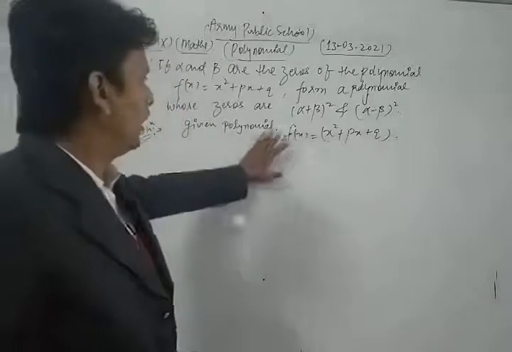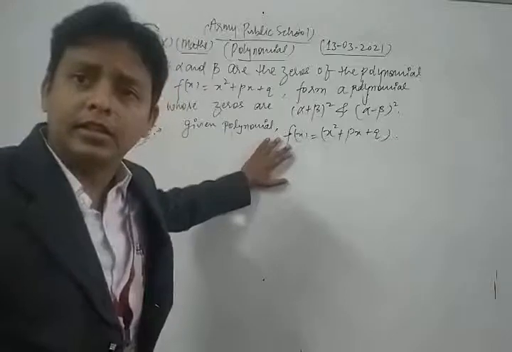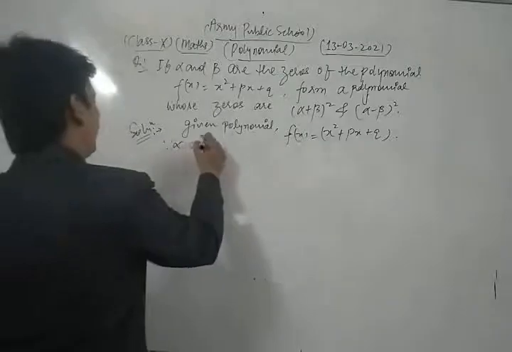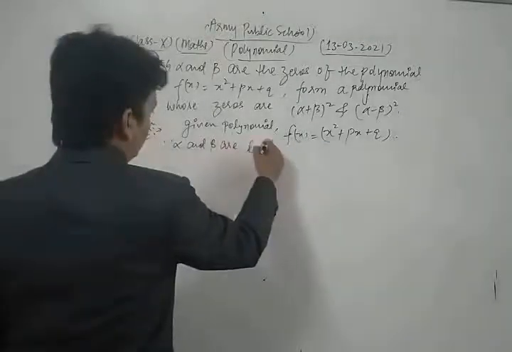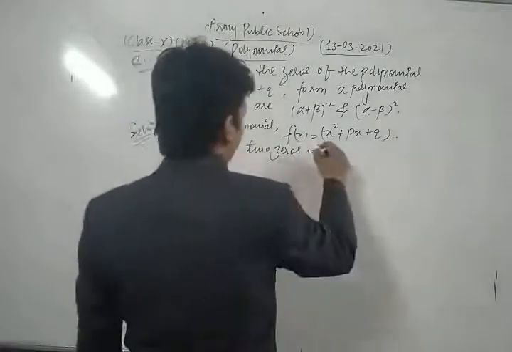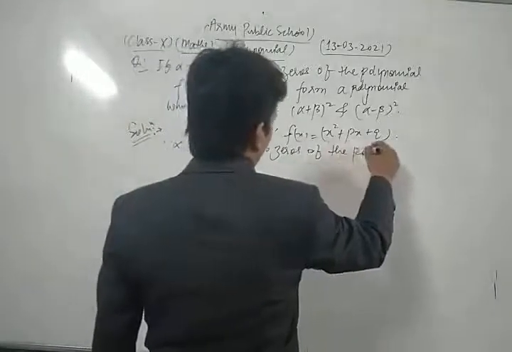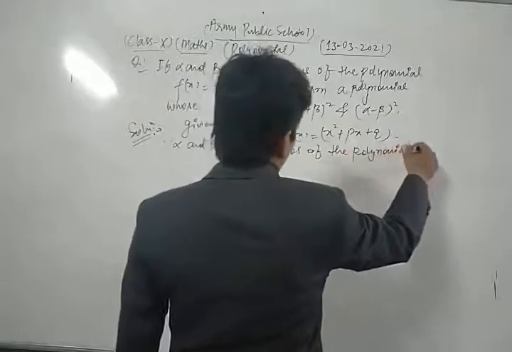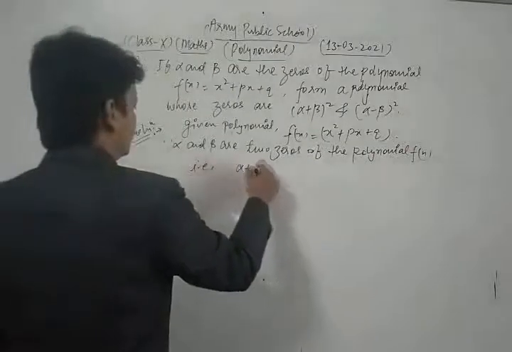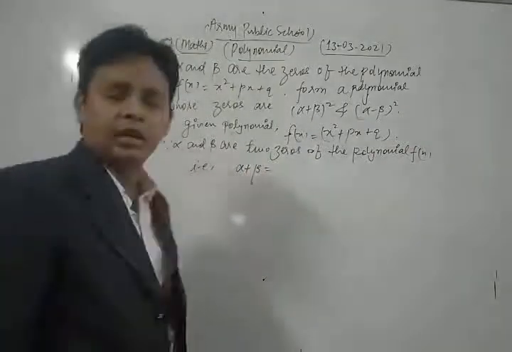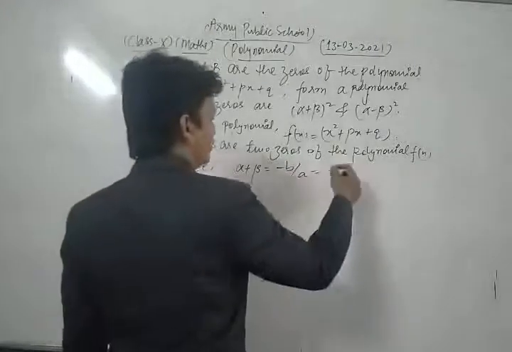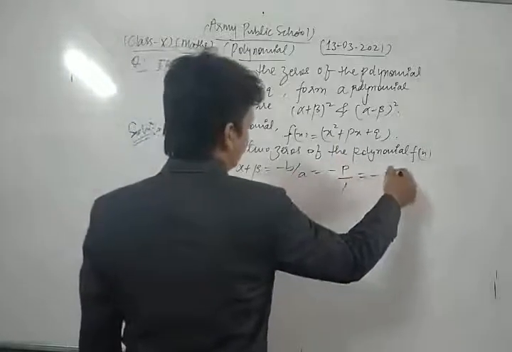Here two zeros of that polynomial are given, since alpha and beta are two zeros of the polynomial f of x. Sum of zeros is what? Minus b by a. This is the formula. Sum of zeros is minus b by a. Here the value of b is p, so minus b upon a is minus p.